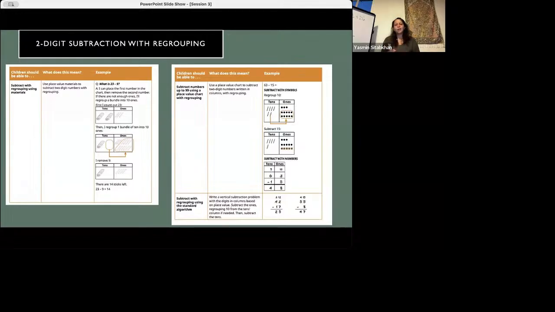And that unbundling, like, oh, I have a group of 10s, I have to take it apart. That is so important for students to understand, that physical process of breaking apart a group of 10, right? So I think the more that you can do that with the kids, the better.